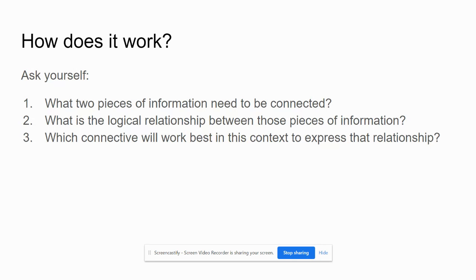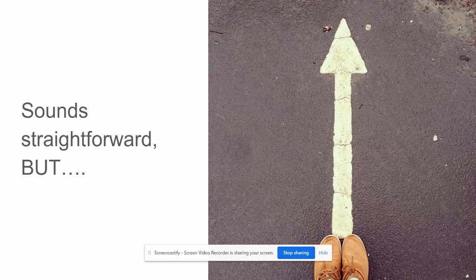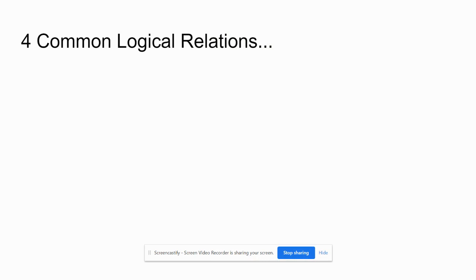You ask yourself 3 questions. What 2 pieces of information need to be connected? What's the logical relationship between those pieces of information? And third, which connective will work best in this context to express that relationship? Sounds straightforward, but I've often seen students struggle with identifying the logical relationship between the pieces of information, so don't skip that step. Let's take a look at some logical relations.